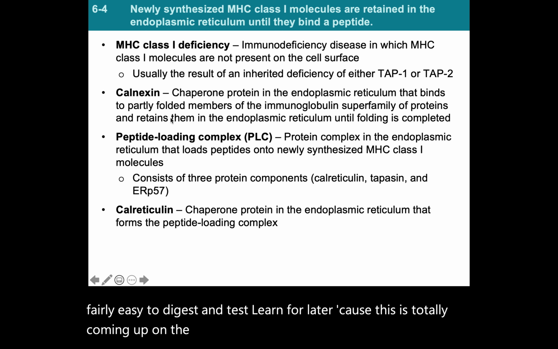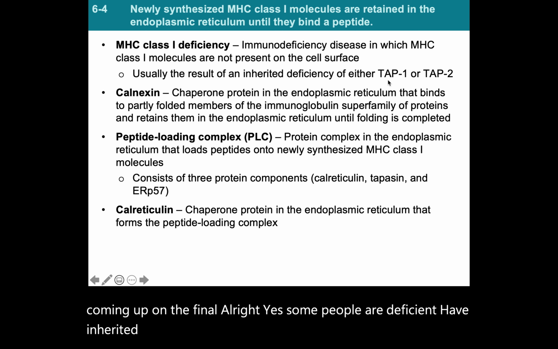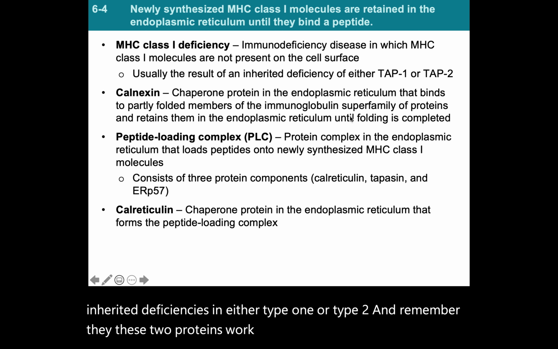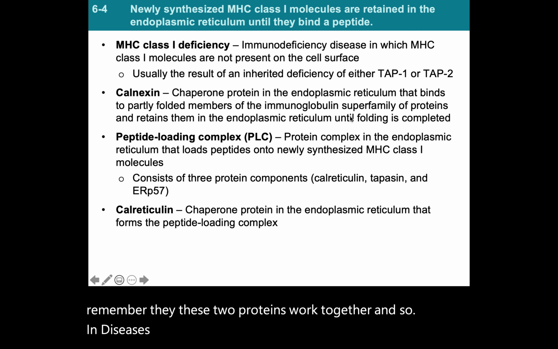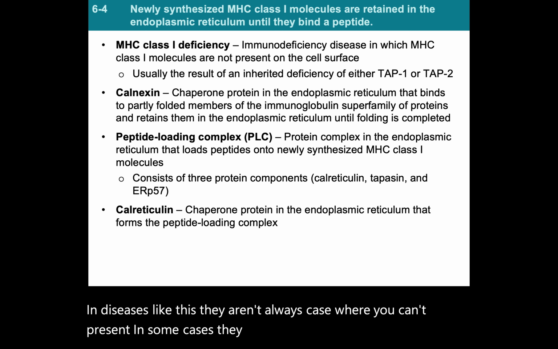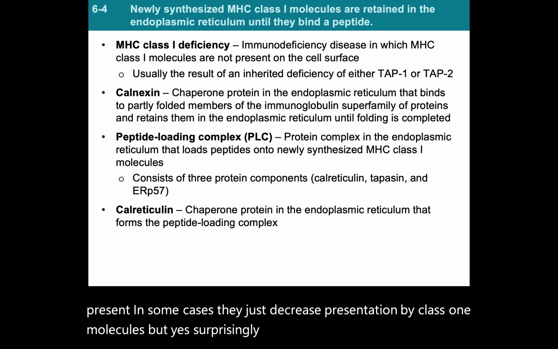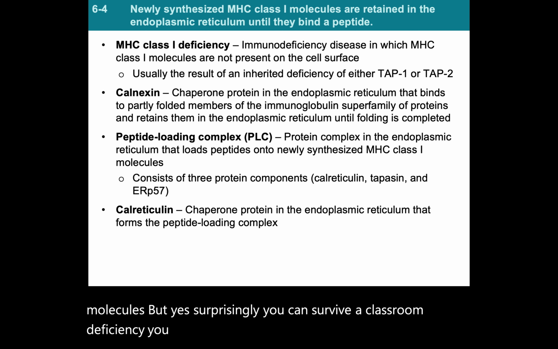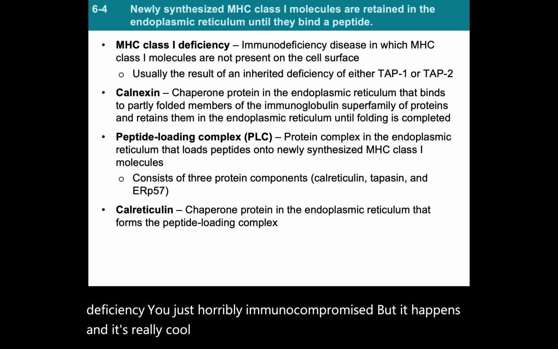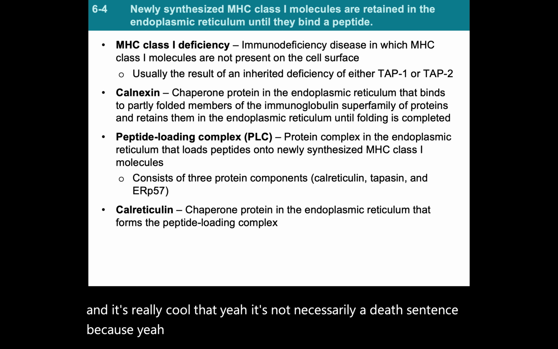Yeah, some people have inherited deficiencies in either TAP1 or TAP2. And remember, these two proteins work together. And so in diseases like this, it isn't always a case where you can't present. In some cases, they just decrease presentation by class 1 molecules. But surprisingly, you can survive a class 1 deficiency. You're just horribly immunocompromised, but it happens, and it's really cool that it's not necessarily a death sentence, because before modern medicine, it certainly would have been.